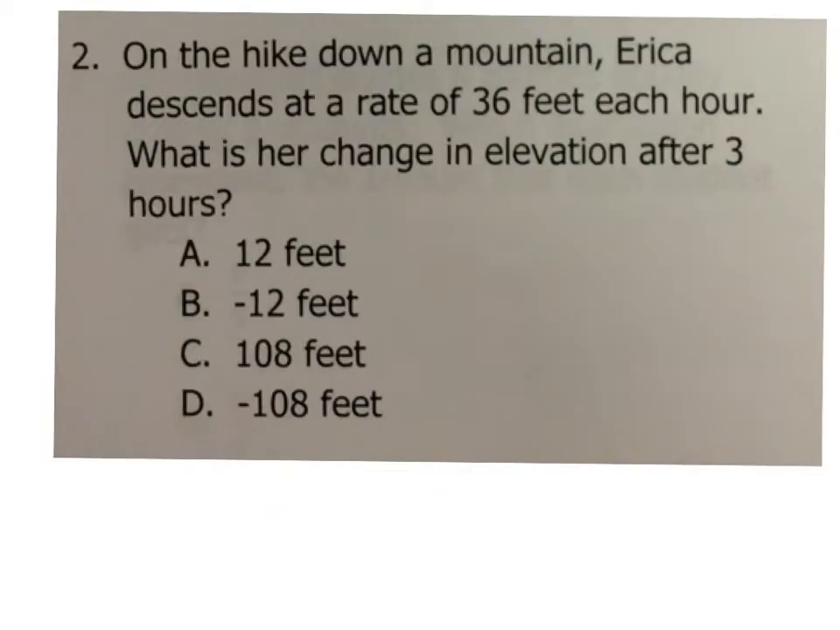Number 2, on the hike down a mountain, Erica descended at a rate of 36 feet each hour. What is her change in elevation after 3 hours? So she is descending, meaning she's going down, and she's going 36 feet in 1 hour, but then she goes for 3 hours. So that would be 36 times 3. 6 times 3 is 18. 3 times 3 is 9, plus 1 is 10. But since she's going down, she's going D, negative 108 feet.